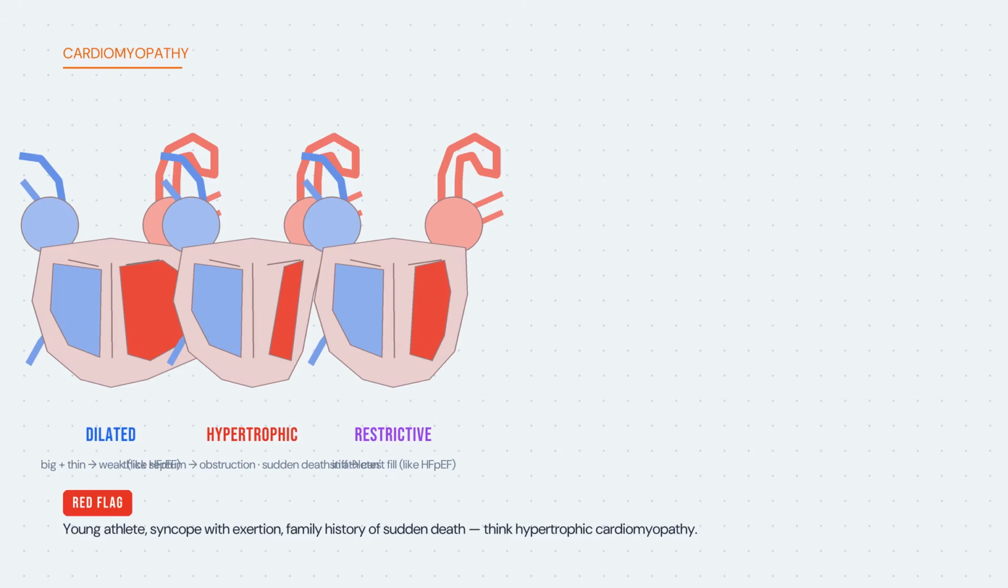Cardiomyopathies. Dilated, the chambers enlarge and the walls thin, so contraction is weak. This behaves like reduced ejection fraction heart failure. Hypertrophic, the muscle thickens, often the septum, which can obstruct outflow.